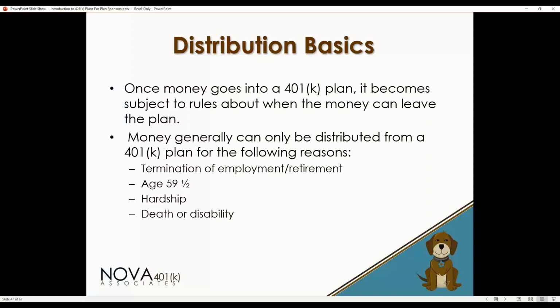The reasons that we'll go over are termination of employment or retirement, age 59 and a half distributions, hardship distributions, or if there's a death or a disability.